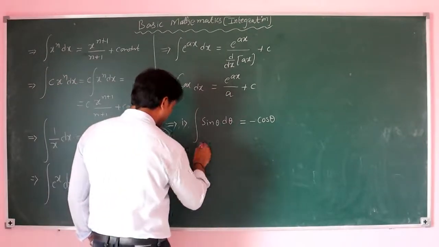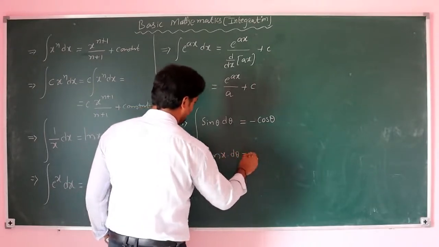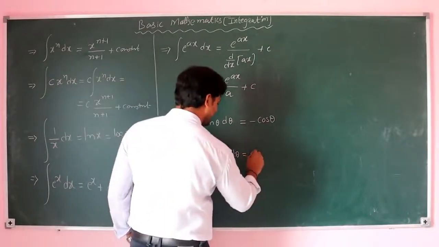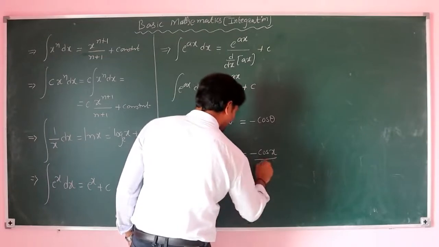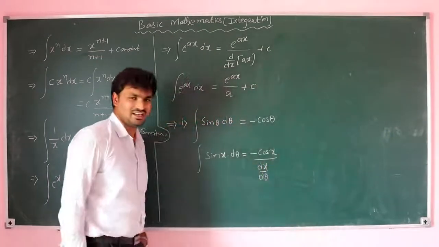In case we have integral sin x into d theta, so integration of sin x is minus cos x upon the differentiation of theta, which is dx by d theta.